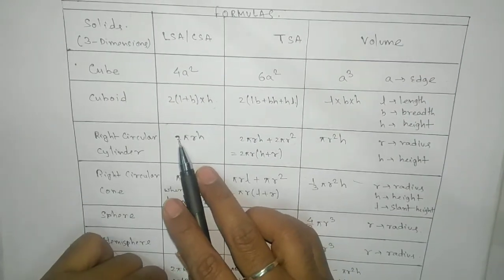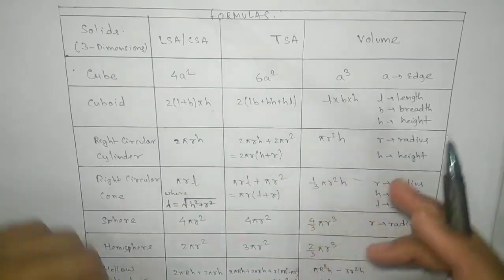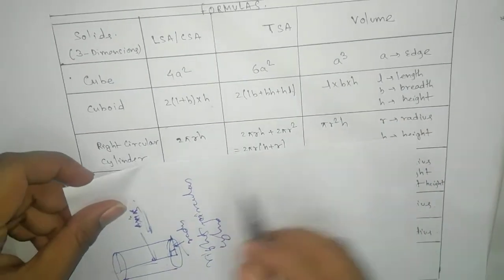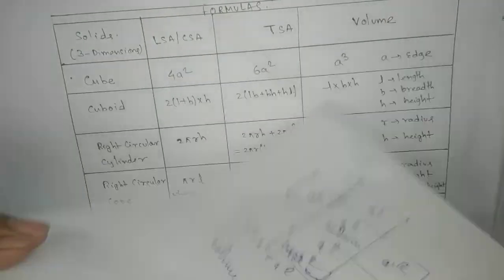Next, here we have the formula 2 pi RH. So how did we get this 2 pi RH? Let's recapitulate a little bit. Let me take it in a different way. So this one, you think of it like this. If we take this as a square, this is your length and this will be your breadth.